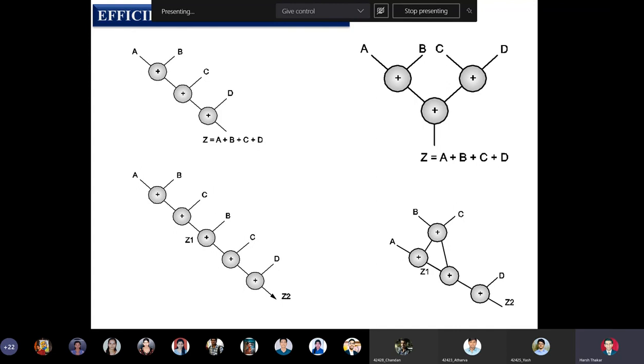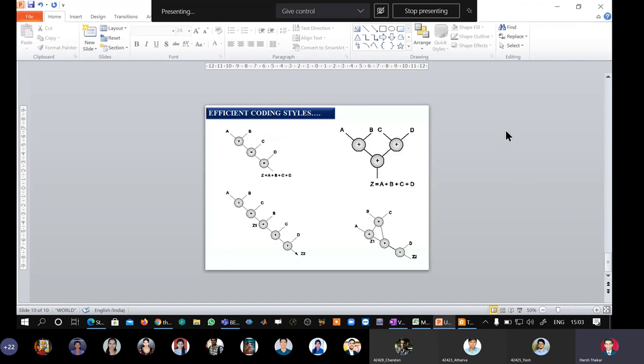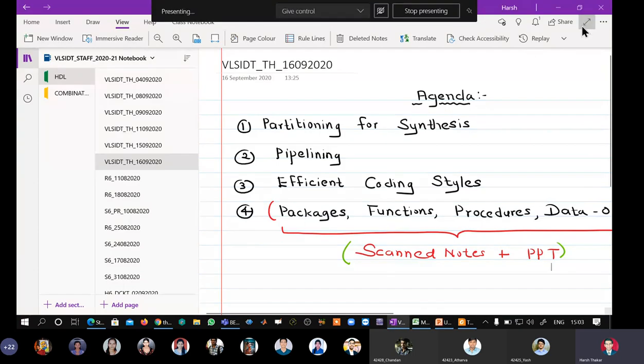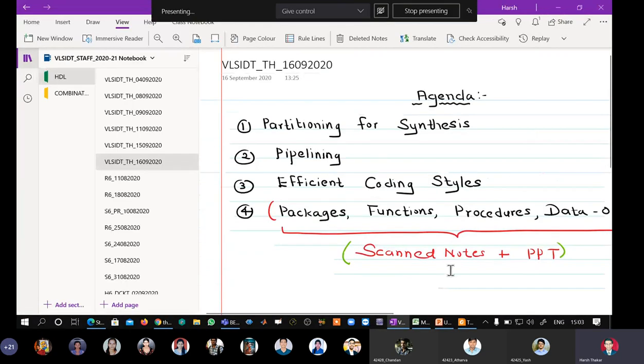So in essence, if we can reduce the number of complex blocks such as adders, then we can reduce the device utilization within the programmable logic device. So that was all from my side for the day, wherein we discussed partitioning for synthesis, pipelining, and efficient coding styles. And as I had mentioned, packages, functions, procedures, and data objects in VHDL will be provided to you in your team account in the form of scanned notes and PPTs, which are very important and are asked in the exam. Okay, thank you very much.